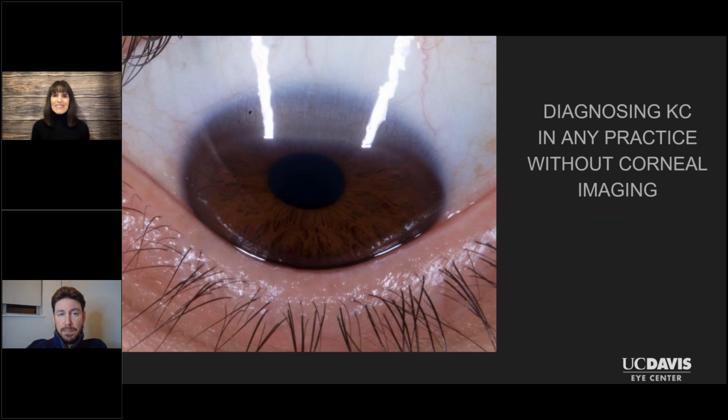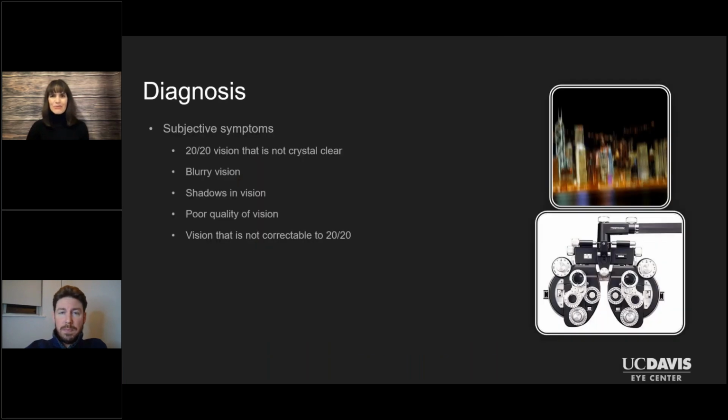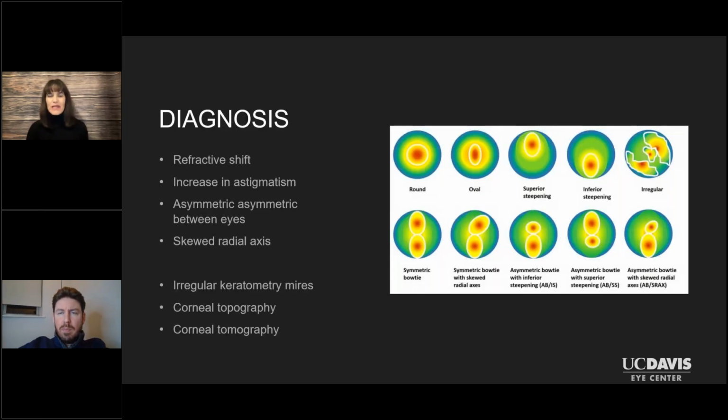So what if you're in practice and you don't have any of the fancy toys? And so these are things that we need to be looking out for in all of our patients. So during a refraction, if the vision is not a crisp and clear 20/20, it's kind of a weak 20/20, a guessing 20/20. If there's blurry vision, shadows in vision, a poor quality of vision, and frequent changes in glasses or contact lens prescriptions, an increase in astigmatism, an increase in myopia, refractive shifts. And so this is something I'm looking for in all my patients.